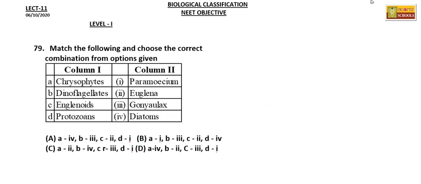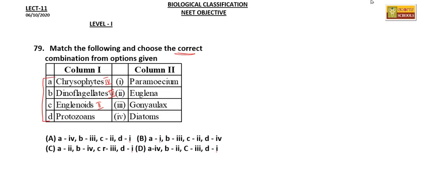The next question, match the following and choose the correct combination. Chrysophytes: the examples for Chrysophytes include diatoms. Then dinoflagellates: the example is Gonyaulax. Then euglenoids: the example for the euglenoids group is Euglena. All these are different groups under kingdom Protista: the Chrysophytes, dinoflagellates, euglenoids, and protozoans.